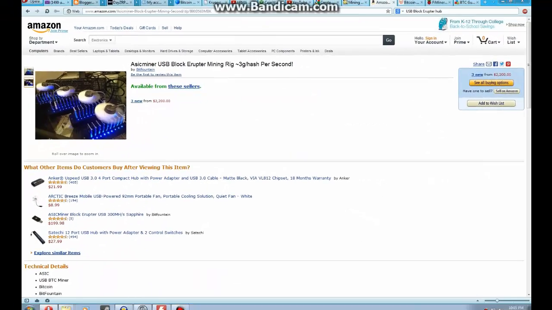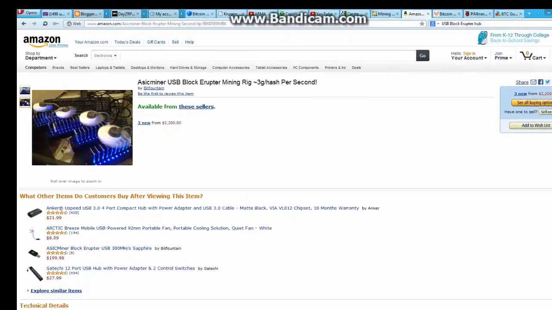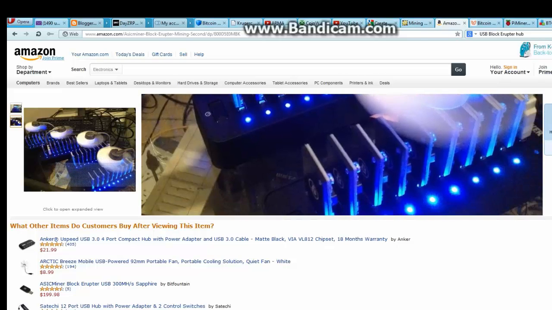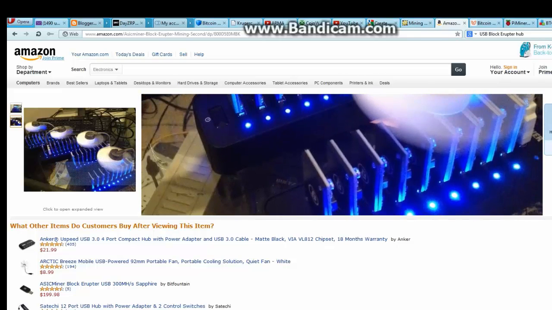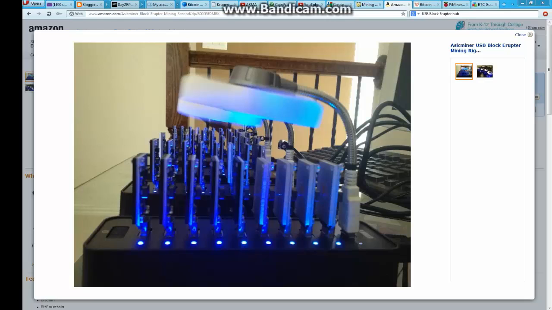If you go to Amazon here, it shows a block. It's called a USB block erupter. That's what those little ones are. And you can actually buy a whole mining rig set for $22,000. Really expensive. Which does 3 giga hashes. Now, basically, that's one of these little blocks of 10 cards. There's a better picture. Okay, right there.